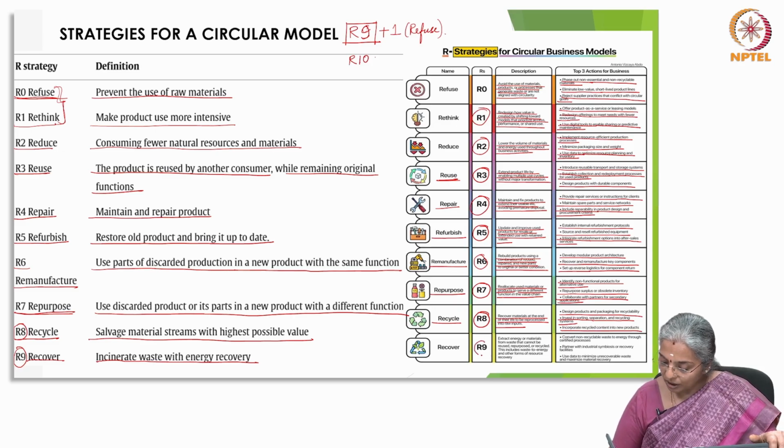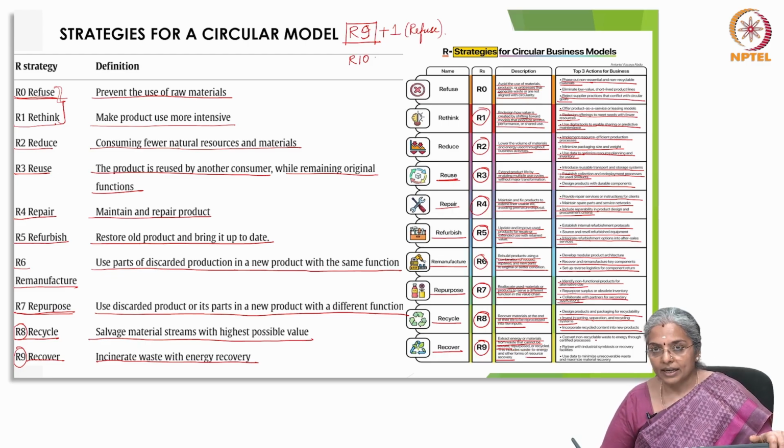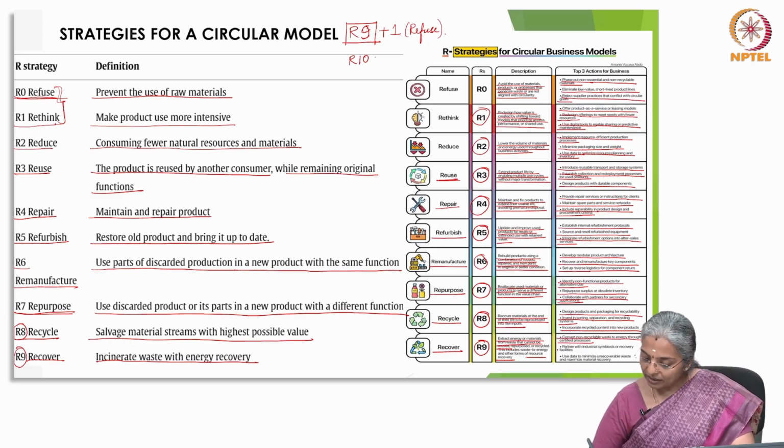Whereas the 10th R, or R9, which involves recover, this means extract the energy or materials from waste that cannot be reused or repurposed or recycled. This includes waste to energy and other forms of resource recovery. This can be done to convert non-recyclable waste to energy through certain known, certified, acceptable, endorsed processes. So, partner with industrial symbiosis or recovery will facilitate this, and you use data to maximize unrecoverable waste and maximize material recovery.